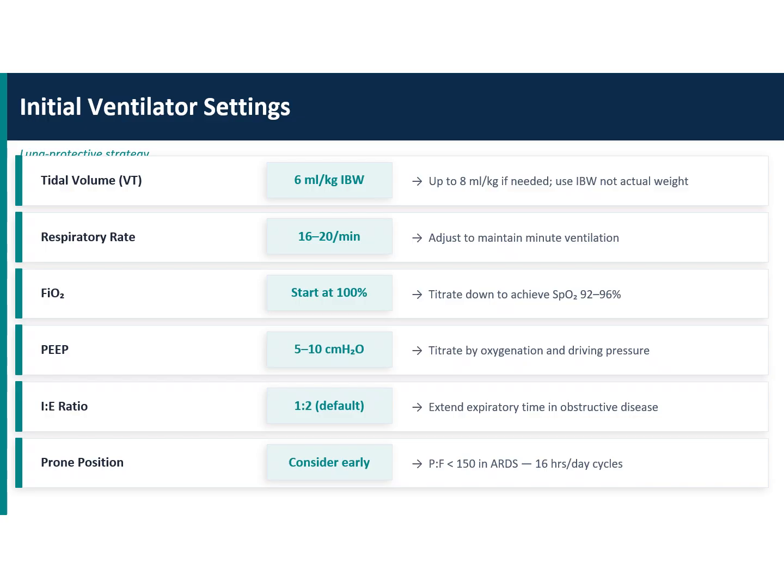Prone position is very important for this patient. There is the PROSEVA trial, published in 2014 if I am not wrong, which is associated with a mortality benefit, and that is the standard of care in the ICUs. If you see a patient with a PF ratio of less than 150, and you prone the patient within the first 24 hours, for at least 16 hours per day, that will be associated with a mortality benefit.